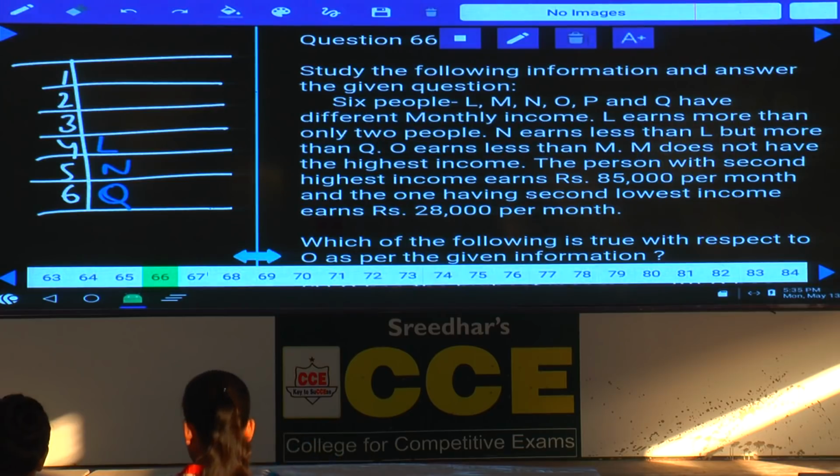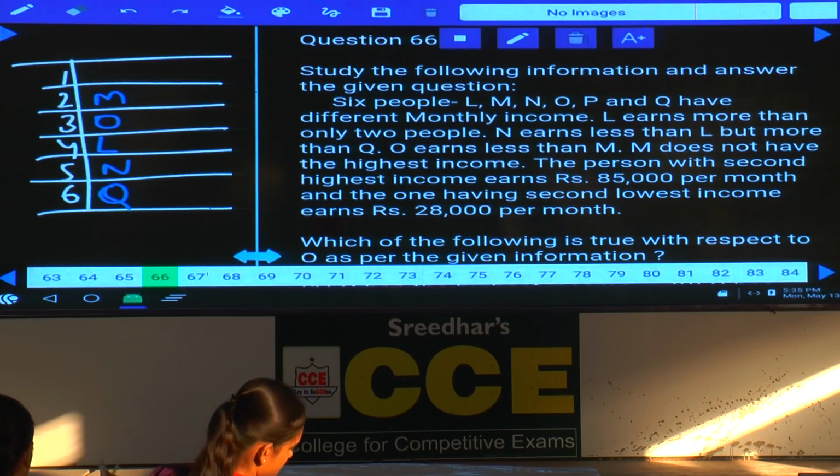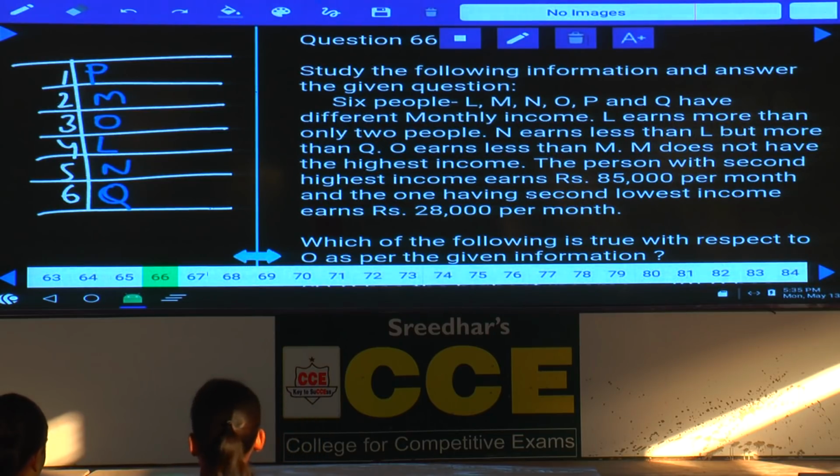O earns lesser than M, but M does not have the highest income. Then who is the person left over? P is the person left over and P is the highest. Then the person with the second highest income earns 85 and the one having second lowest income earns 28. Now this is the information given.